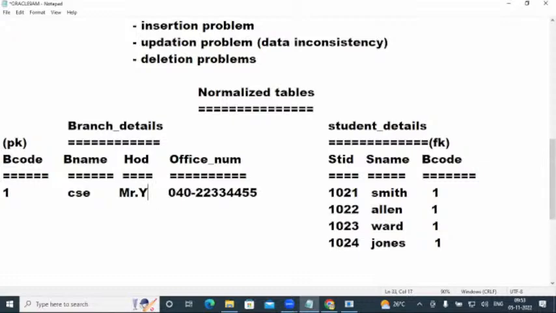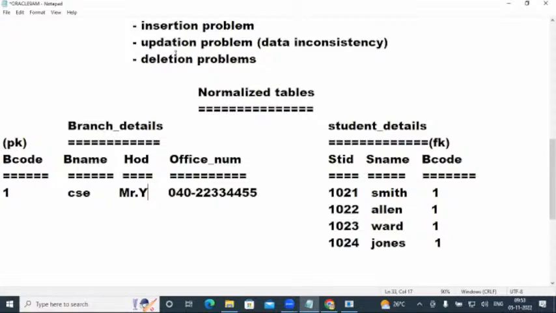Easy now. Is there any data inconsistency problem? No, very simple. One record is there, one row, and I just updated it. It is also very easy for the system admin to update. If you have lakhs of records, it takes a lot of time to process and causes confusion. Here I can do it easily, so the updation problem is also avoided.